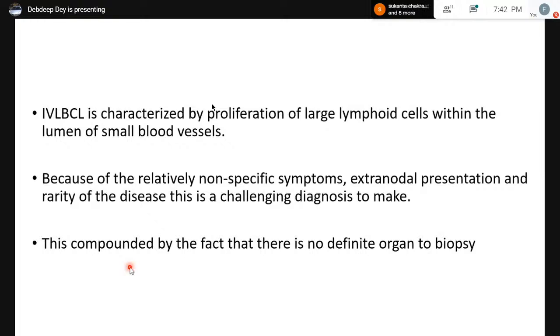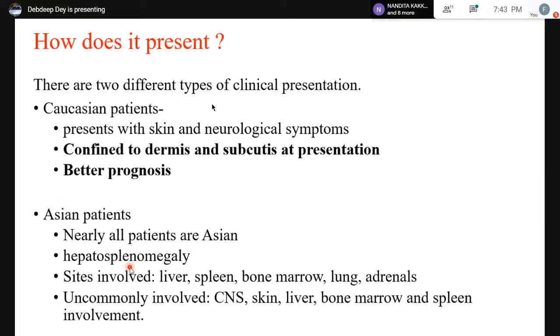It is characterized by the proliferation of large lymphoid cells within the lumen of blood vessels. And because of the relatively non-specific symptoms, extranodal presentation and the rarity of the disease, this is a challenging diagnosis to make. Further, it is compounded by the fact that there is no definite organ to biopsy. So there are two different types of clinical presentations. One is the Caucasian patients, which presents with skin and neurological symptoms, as I showed you in that brain biopsy.